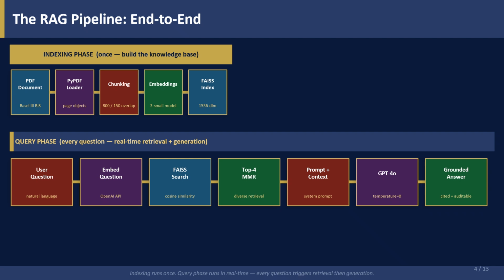The second is the query phase. This runs in real time. Every single time a user asks a question, the user's question is converted into a vector embedding. That vector is compared against all the vectors in FAISS. The top four most relevant and diverse chunks are retrieved, and those chunks are stuffed into a prompt that goes to the GPT model. The GPT reads the context and generates a grounded, cited answer. You can think of indexing as building a smart search index, and the query phase as actually using that index to answer questions.